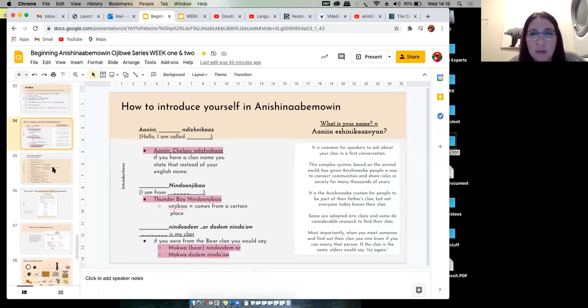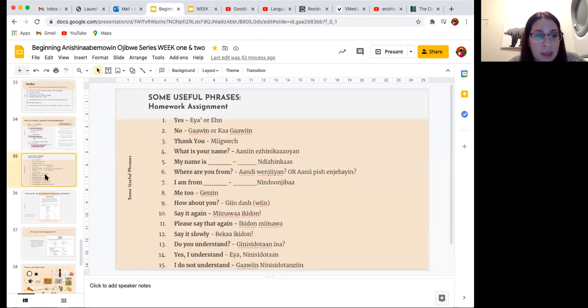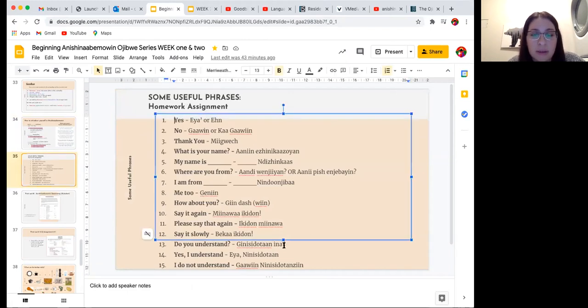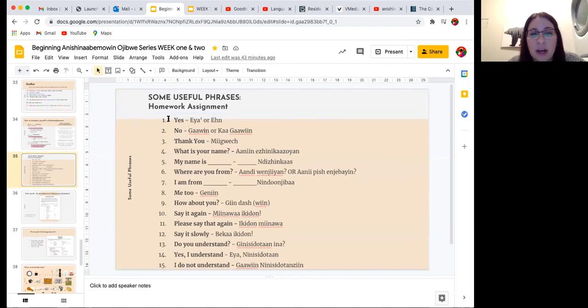So the next thing we're going to go over is some useful phrases. I'm going to introduce and say these phrases, and then I want you to repeat them and be practicing them as I'm going. And also there is a homework assignment with these phrases. These phrases are on the homework assignment, so all you have to do is fill in the blanks.